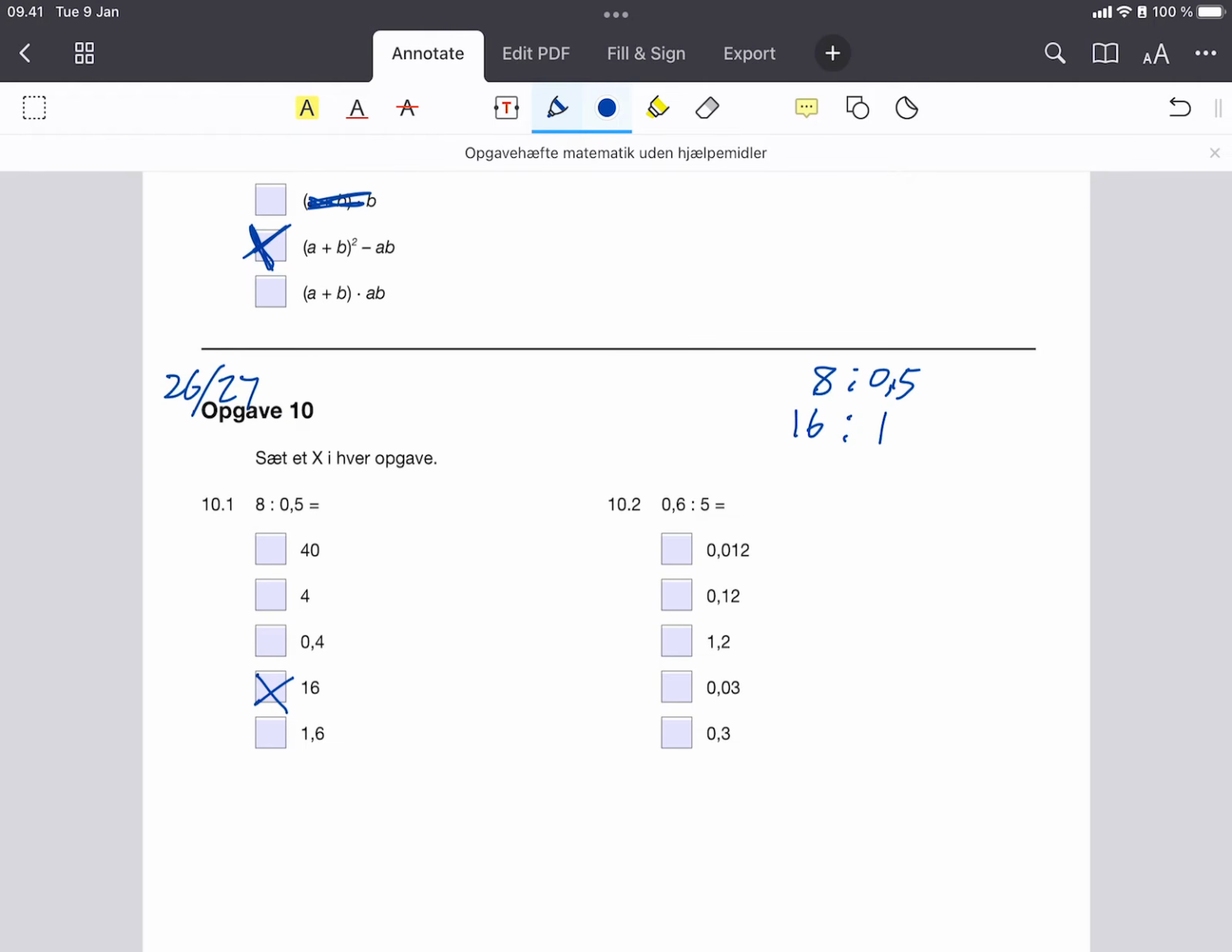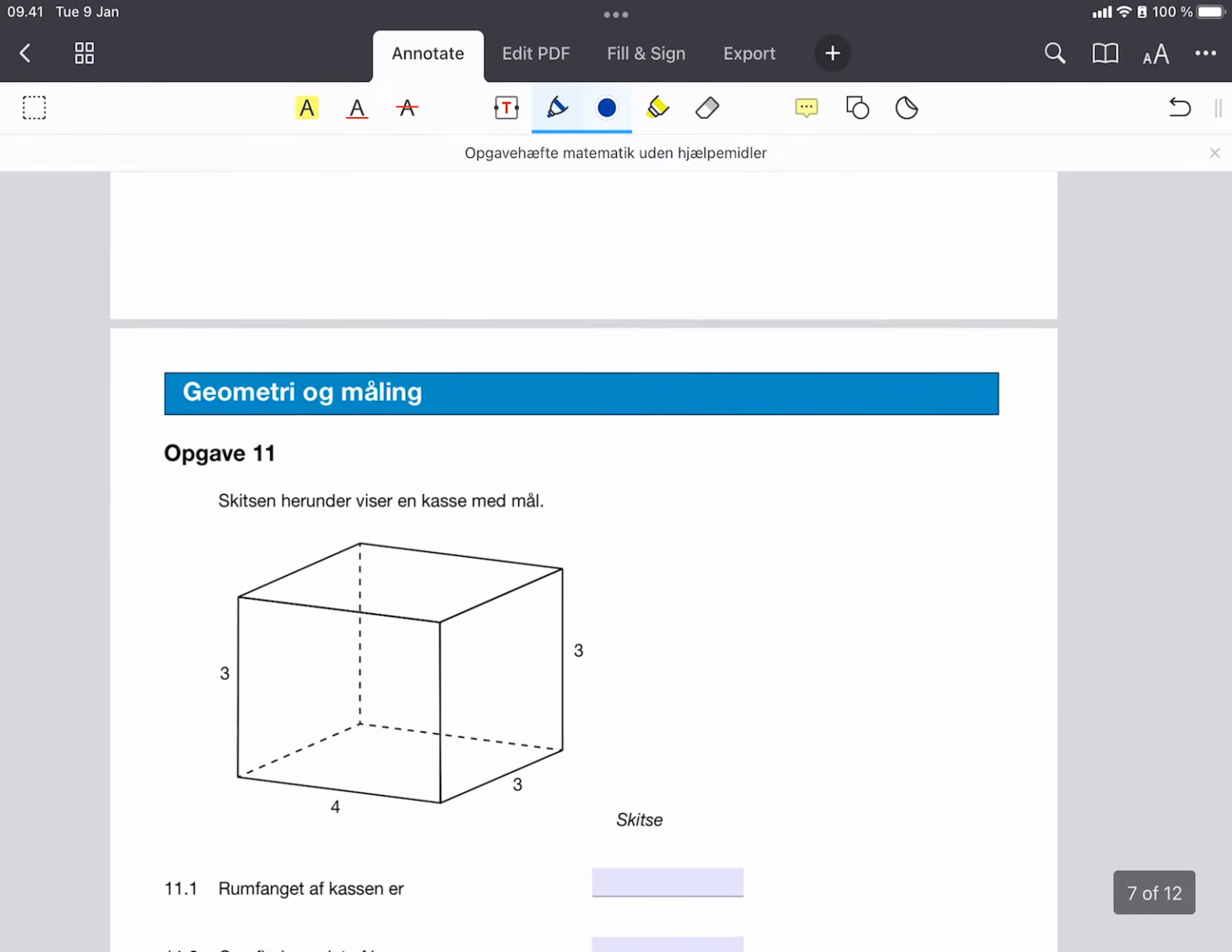And then 0.6 divided by 5. Well, the way I do this in my head is to double everything up and say that's the same as 1.2 divided by 10. And then divide by 10 is just easy because you move the decimal. It's 0.12. So 0.12 for that.